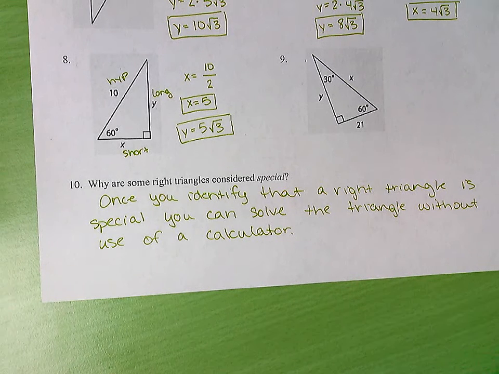So even if you do have some bigger numbers, you shouldn't need a calculator because you're not simplifying the radical. Your radical is either going to be the square root of 2 or the square root of 3. Any questions on special right triangles?